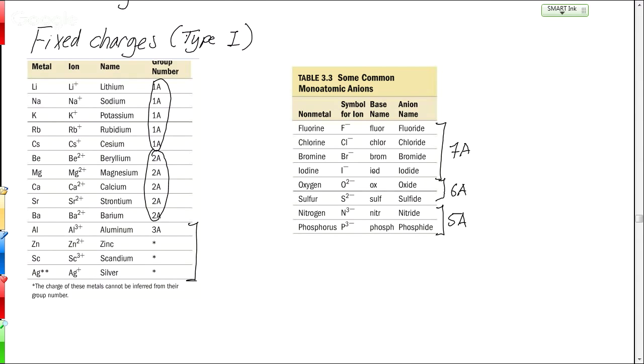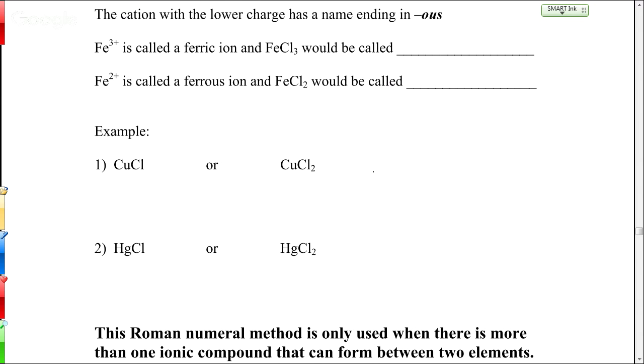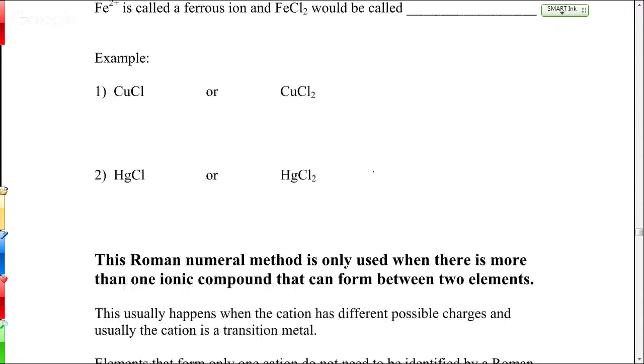All right, let's try this, and then we'll take a little break. So, CuCl or CuCl2. We already talked about copper as being Cu. So what are the names of these two? What's the name of CuCl?